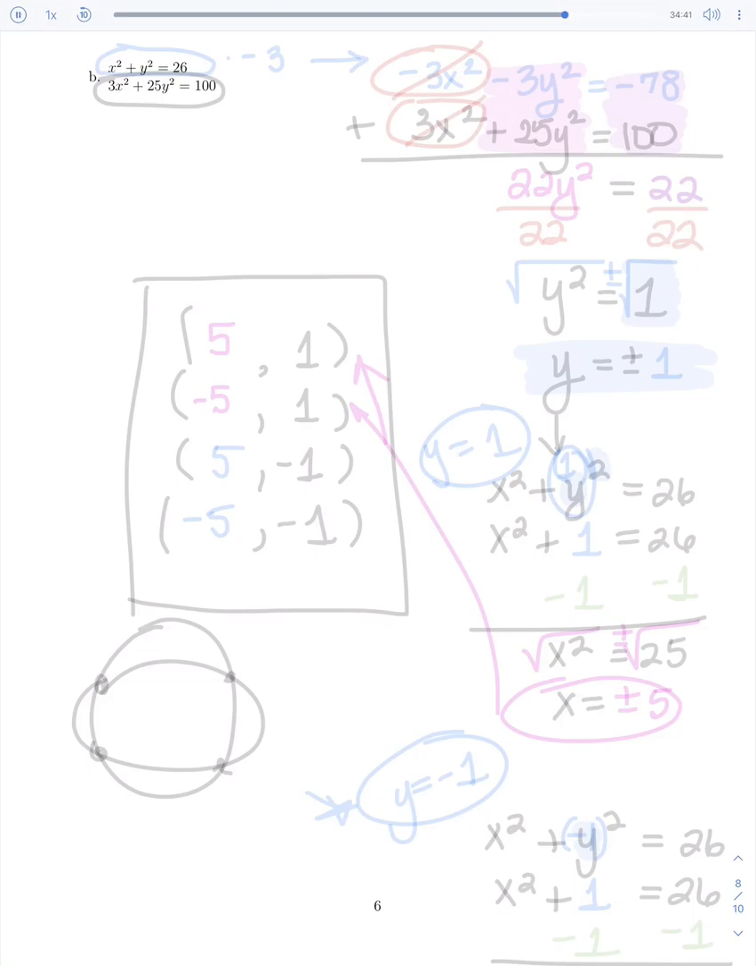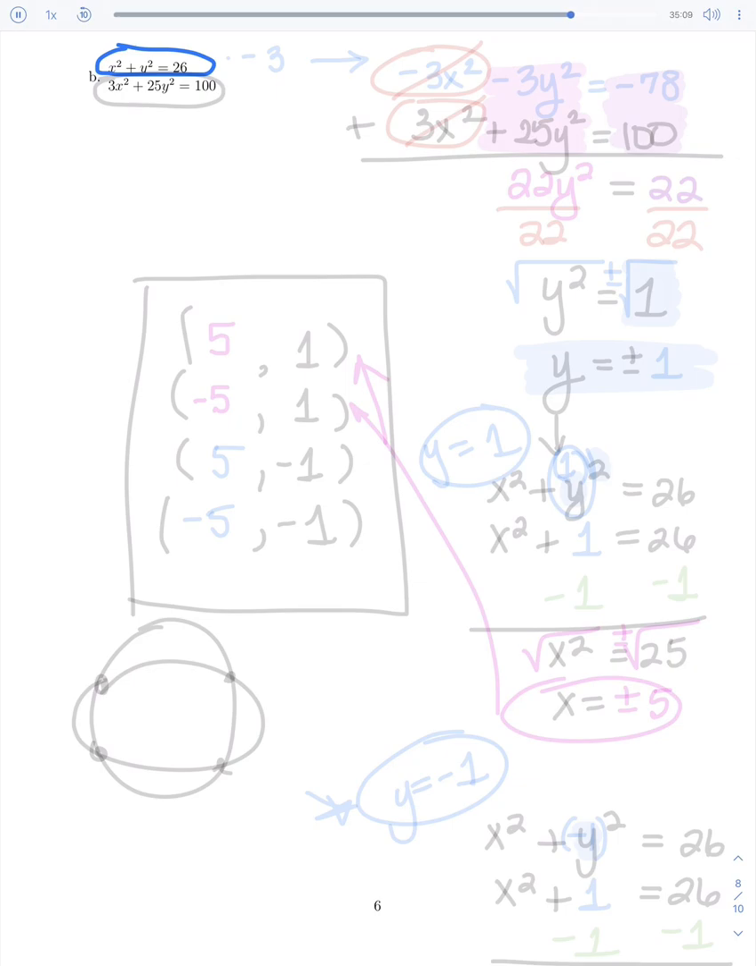Let's look at our next problem, problem B. In problem B, we have x squared plus y squared equals 26 and 3x squared plus 25y squared equals 100. This example works out much better for elimination. Why? Because I can easily just take this top equation and multiply it by a number and eliminate either the x squareds or the y squareds.